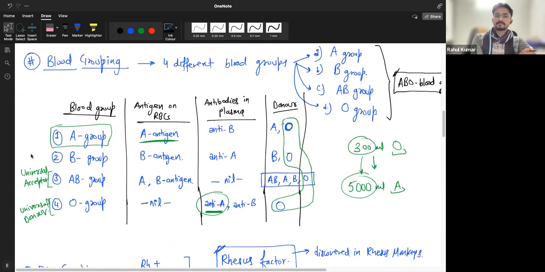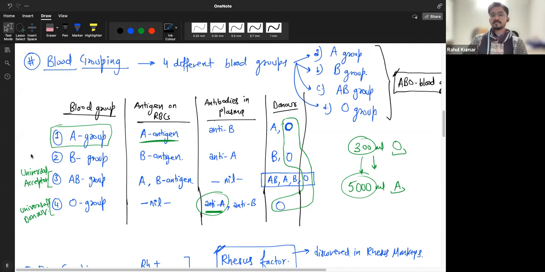A and B are the names of antigens. They are molecules present on the surface of RBC, and antibodies bind to antigens and destroy them. So in A blood group, we have A antigen, and because of that, the antibody is anti-B. It means that a B blood group person cannot donate. So the donors of A group are A and O. Then B group: B antigen is present and antibody is anti-A. So the donor can be only B and O.